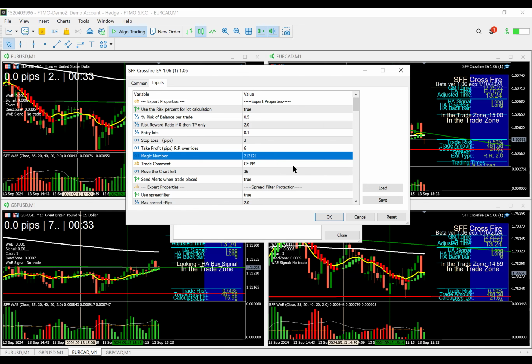Moving the chart to the left really just moves the current candle away from all of this information here. So when you take it out of the box, it probably says 18, and I've just changed it to 36, so I can see what's happening with the current candles.